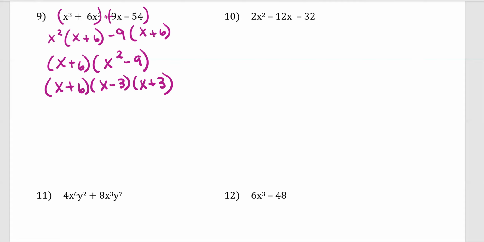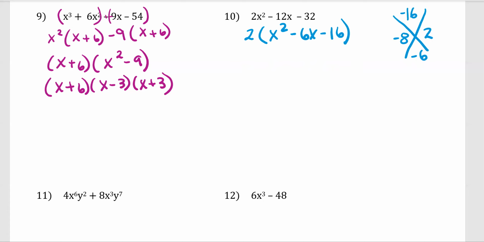Number 10, they're all divisible by 2. So our greatest common factor is 2. The factors of negative 16 that add to negative 6: negative 8 and 2. So now the trinomial is factored completely.